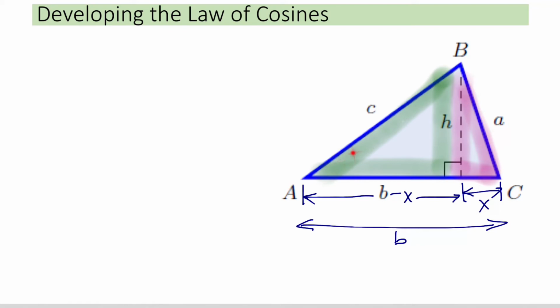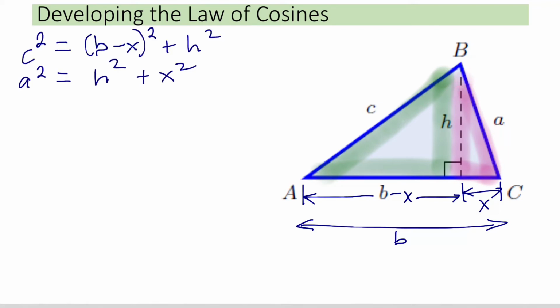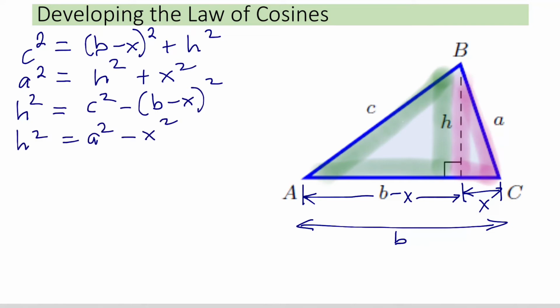So I've got two right triangles here, this green one and this pink one. Next thing I'm going to do is write the Pythagorean theorem for the green triangle and the pink triangle. So I've done that. This is your hypotenuse squared is equal to leg squared plus leg squared for the green one. This is your hypotenuse squared is equal to leg squared plus leg squared for the pink one. Now I'm going to solve each of those for h squared, since we have that in common in both of these. So I've solved them both for h squared.